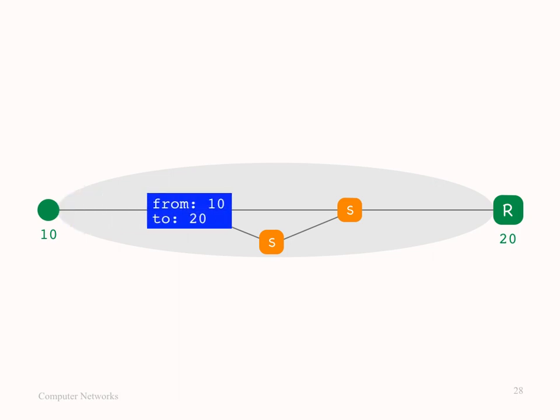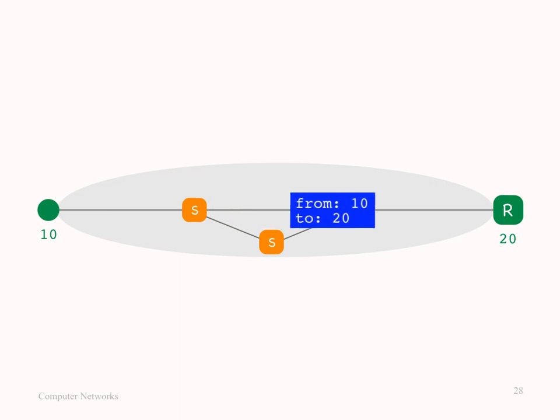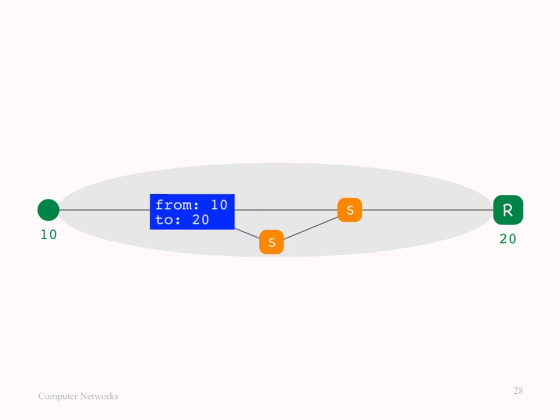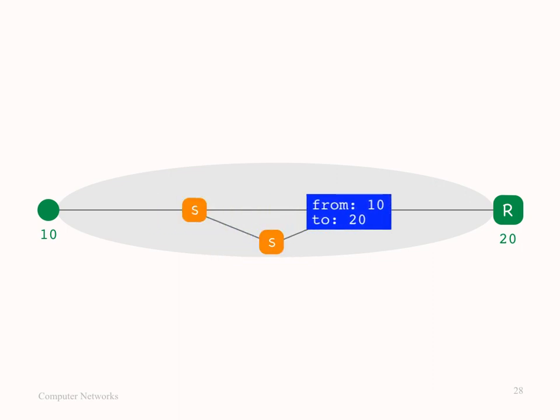So let's say the first switch that receives the packet does not know anything about destination MAC address 20, so it broadcasts the packet. The second switch does the same, it broadcasts. The third switch does the same, it broadcasts. So the same thing continues and the packet keeps circulating inside the network. So naive broadcasting can lead to forwarding loops.